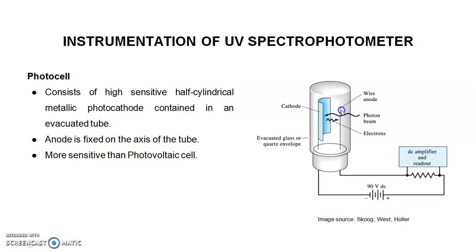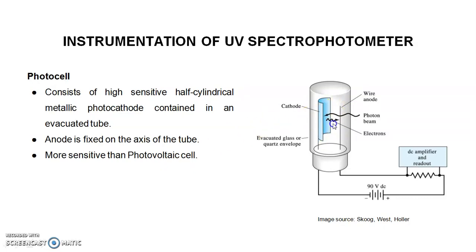This acts as the anode, and this cathode has a photosensitive surface upon which the light beam or the photon beam falls. And this is a more sensitive detector when compared to the previous one, that is the photovoltaic cell or the barrier layer cell.